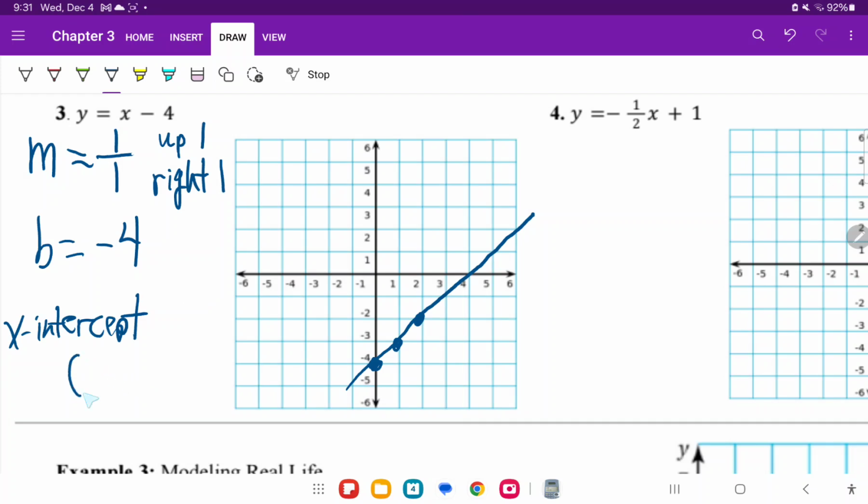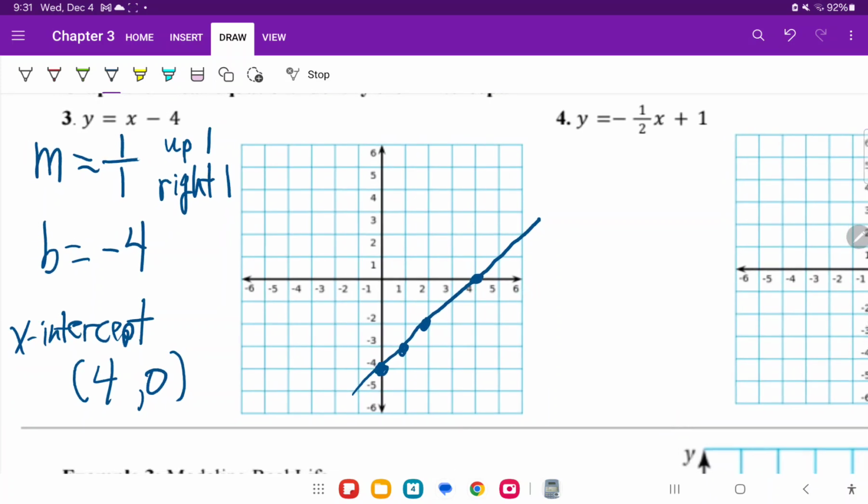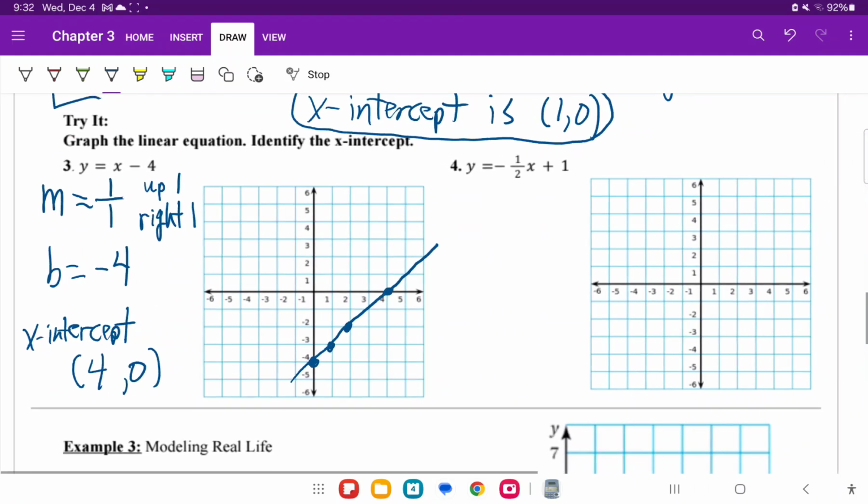The x-intercept is at, well, let's look, it's right here. And that's going to be (4, 0), because it's right on the x-axis. So it's (4, 0). Okay, so I want you to try number 4 on your own, and then we'll come back and see how you did it.